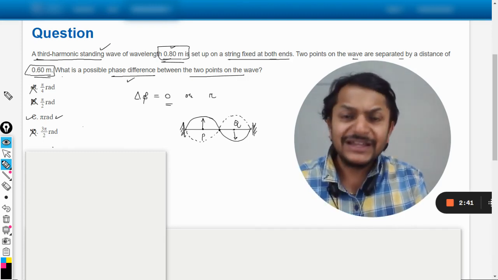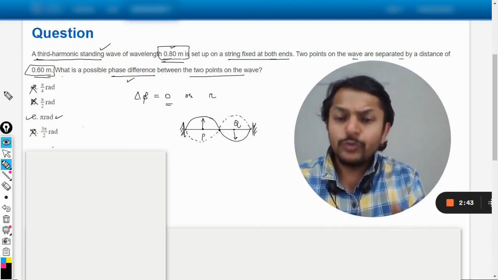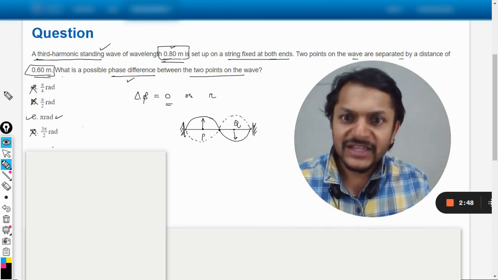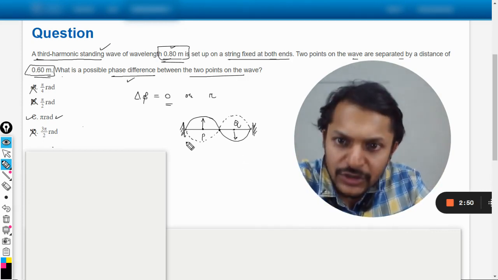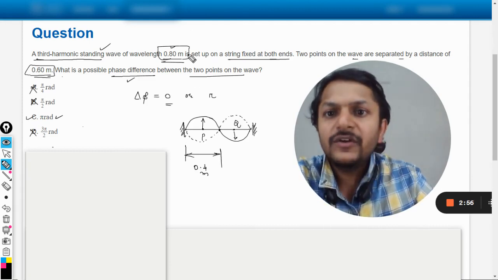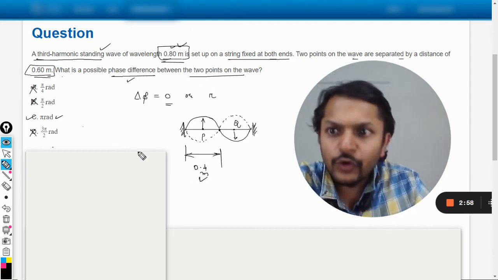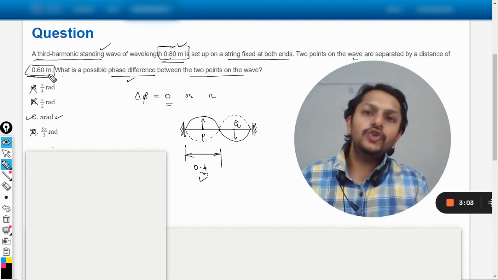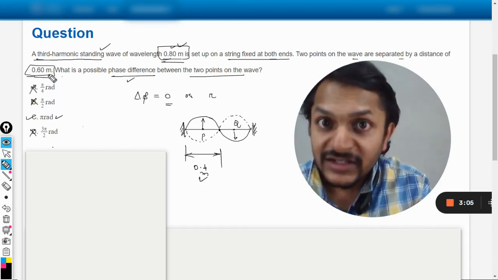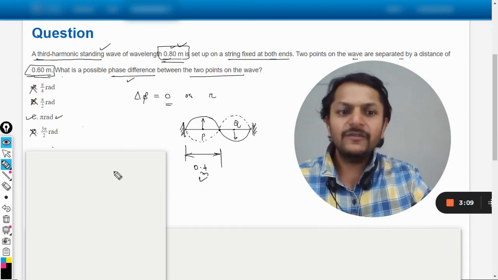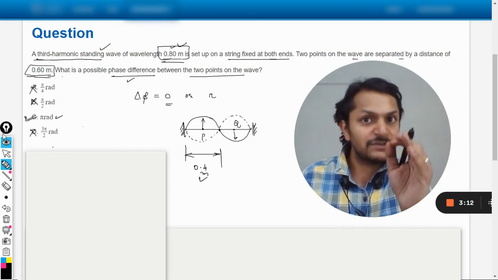How is this possible? It is possible only if the two points are lying in two different segments. They cannot be within one segment, because the length of one segment comes out to be equal to 0.4 meter, isn't it? Lambda by 2. Wavelength is 0.8, so this is 0.4. But the distance between the two points is 0.6. It means you are indeed talking about two particles which are in two different segments. And that is why we come to the conclusion that yes, the phase difference will be pi.